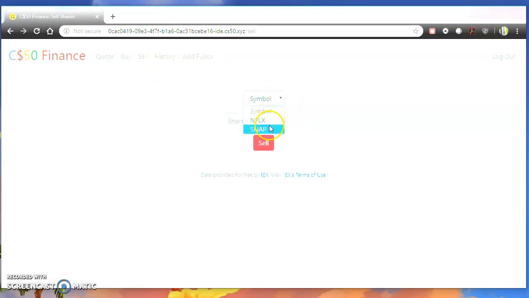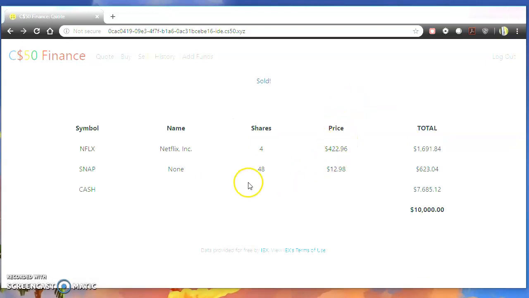So far, we've only bought Netflix and Snapchat. So let's sell some Snapchat. Let's sell 21 of them. And boom, we're back. And now we have 21 less. We used to have 69. Now we have 48 only. So this is the total value of those 48. And again, this hasn't changed anything. And this is the amount of cash we have right now.